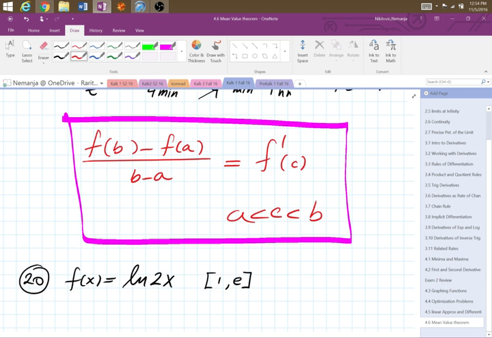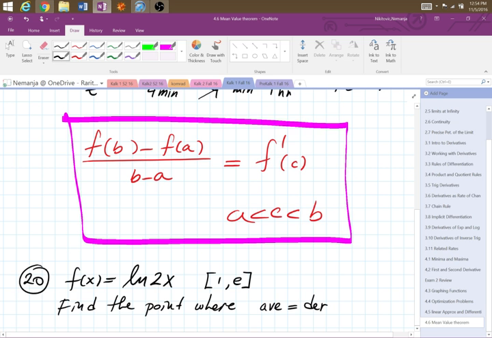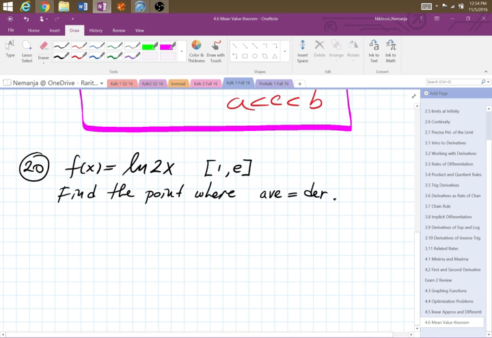What are we looking for? Find the point where average equals derivative. Yeah, quick. So we do exactly this.